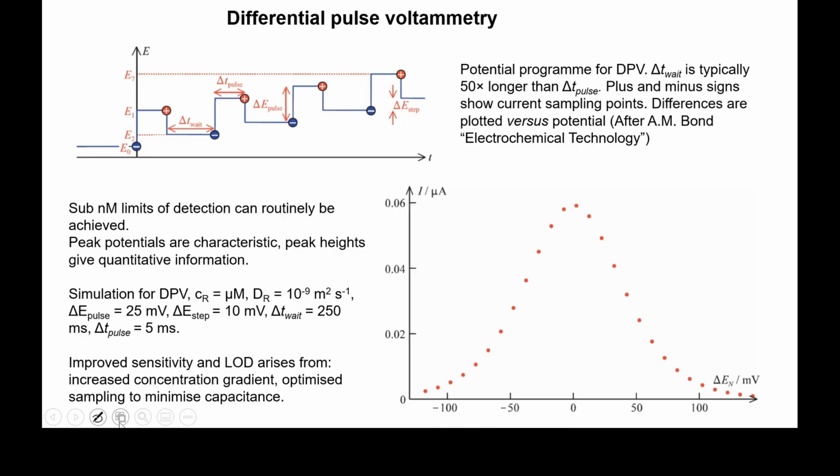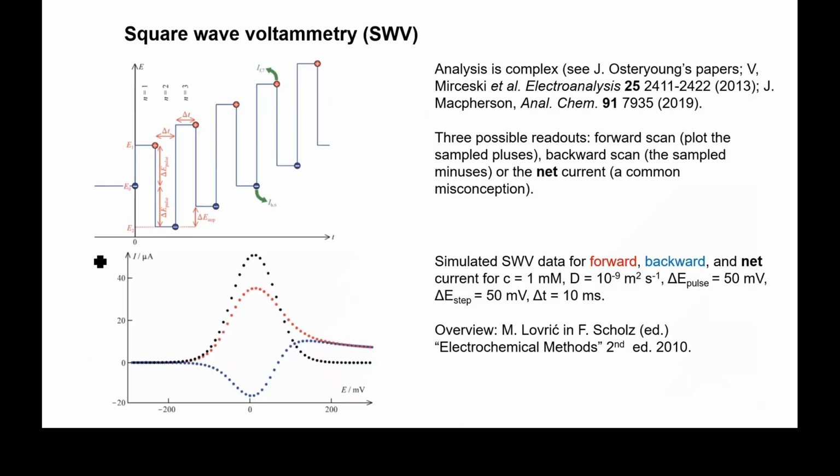And I always urge you to consider these. You get these as simulated data, but you can get pretty good limits of detection with most of these, certainly sub-nanomolar if you run it properly and optimize it. Square waves, the interpulse interval is the same as the pulse length in this. The analysis is super complex. You do need to read the analysis of this in order to do this right.